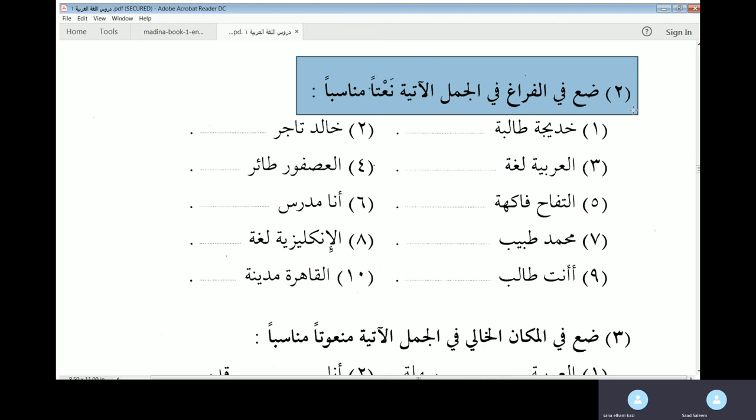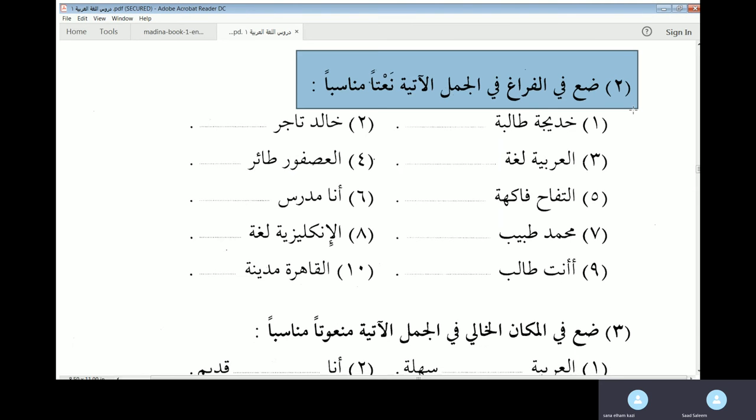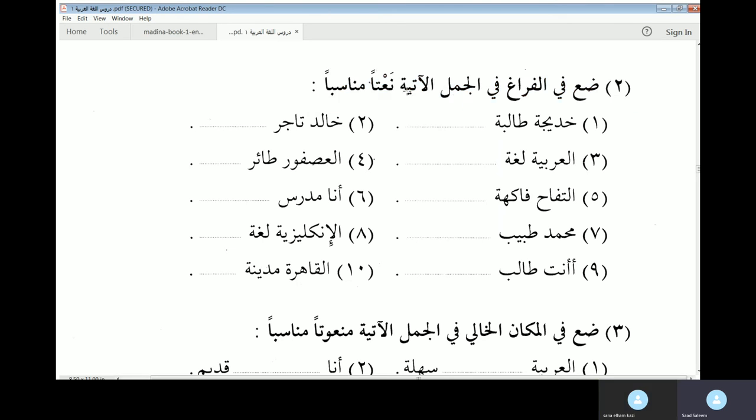Put in the blanks, in the following sentences, suitable adjectives. Na'tan is adjective. Munasiban, suitable. Yes. Put in the following sentences suitable adjectives. Okay.